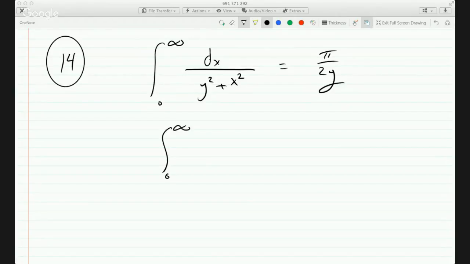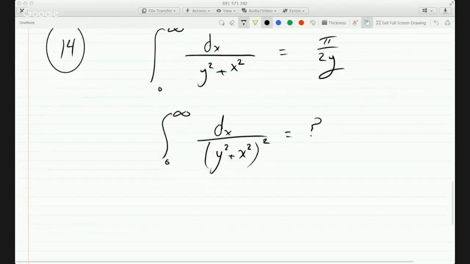0 to infinity dx over y squared plus x squared squared. Okay, so to go from one to the other.